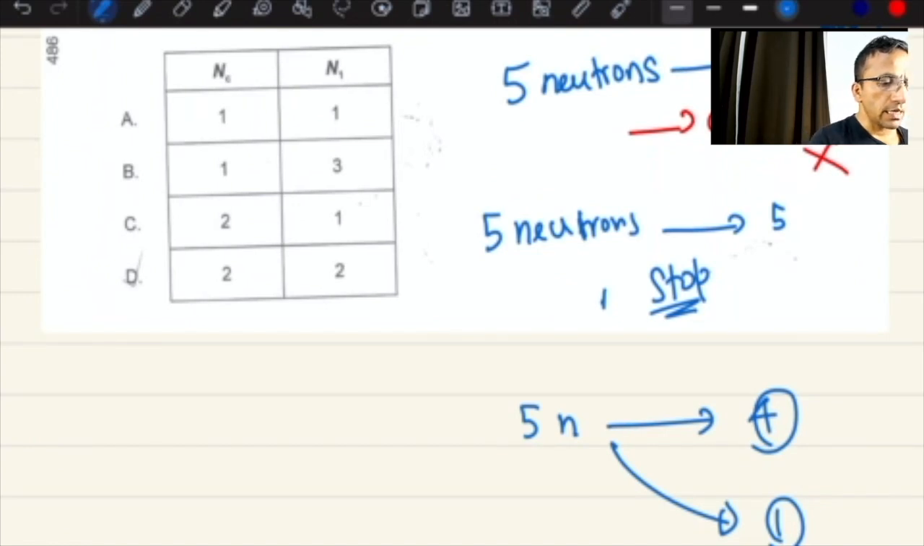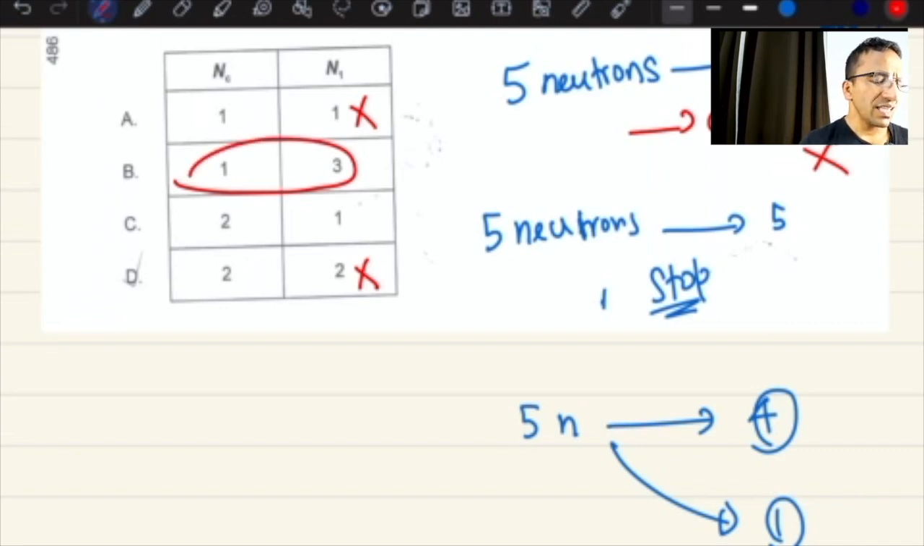In this example, if you have 1 and that one is absorbed, that's not good. If you have 2, 2 are absorbed, not good. And if you think about answer B, you have 1, 3 are absorbed. It's not even possible, because to absorb 3 there should be 3 released, right? So answer should be C. You have 2, 1 is absorbed by the walls of the nuclear reactor.